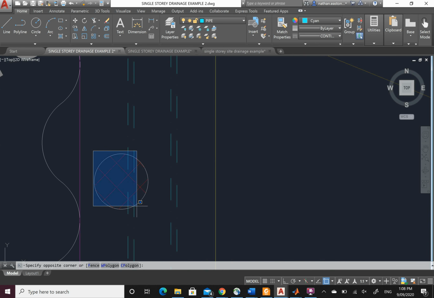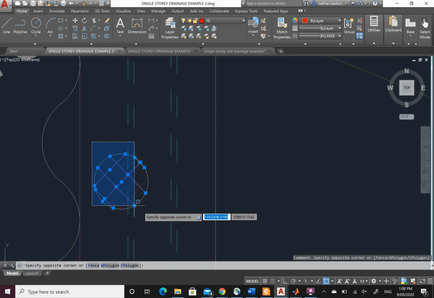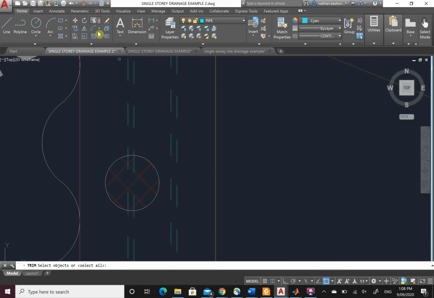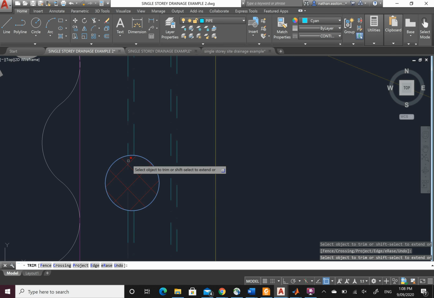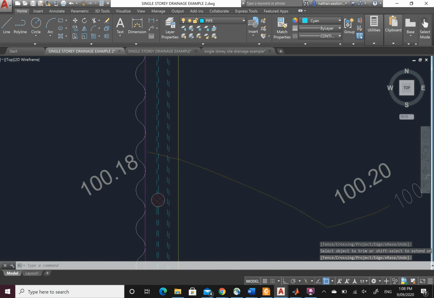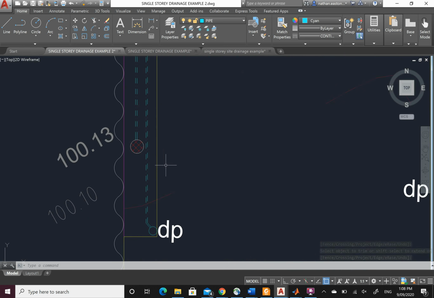So let's come through again. Move this so it sits on top of the pipe. Trim to this line here. Well, let's cut this one and that one. And I've done the same thing here. So you can come through and tidy it up after.